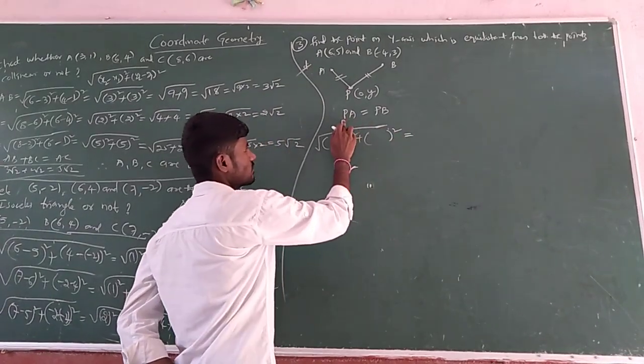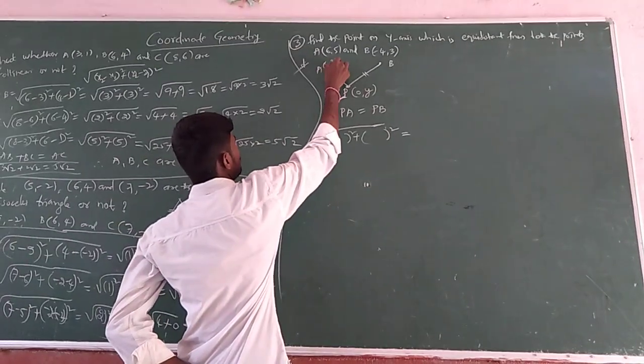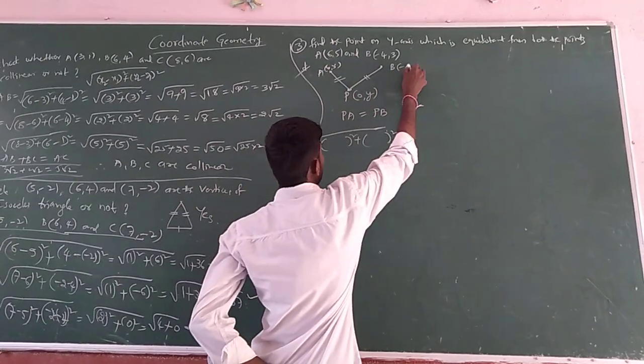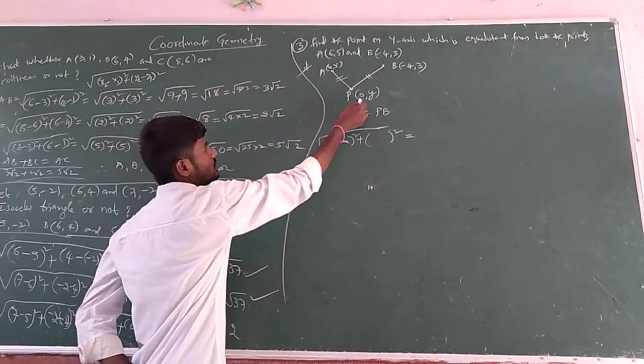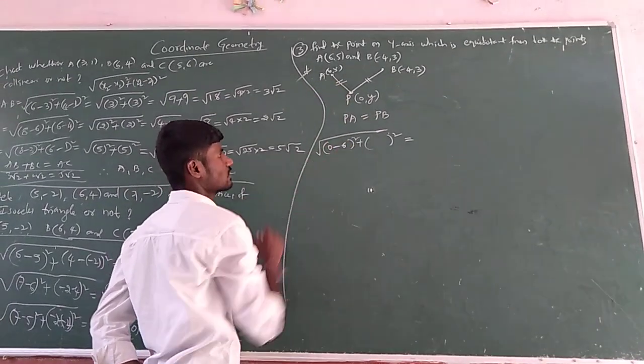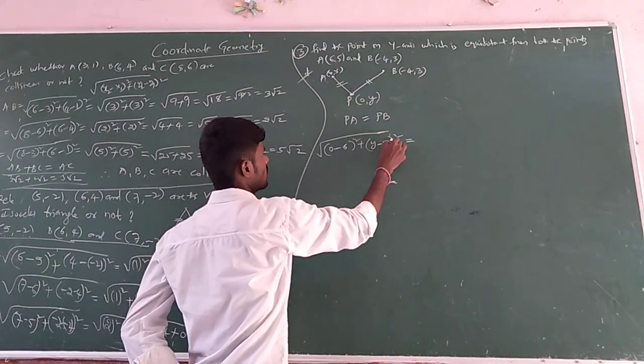So here P is (x1, y1), A is (x2, y2), like that we have to. So what is A? (6, 5). What is B? (-4, 3). So see here, P to A: (0 minus 6) whole square, because it is the x-coordinates difference and the y-coordinates difference, plus (y minus 5) whole square.